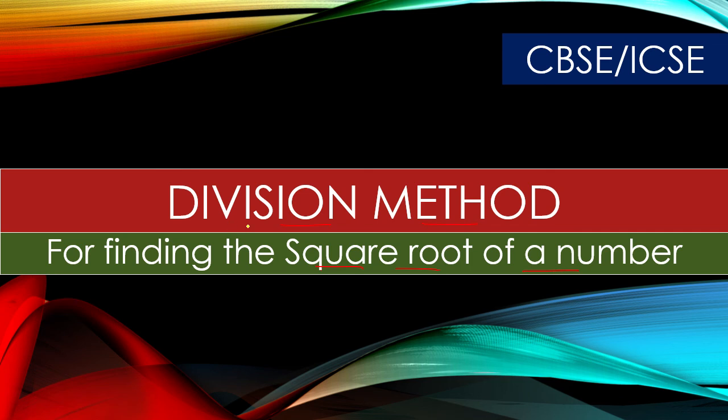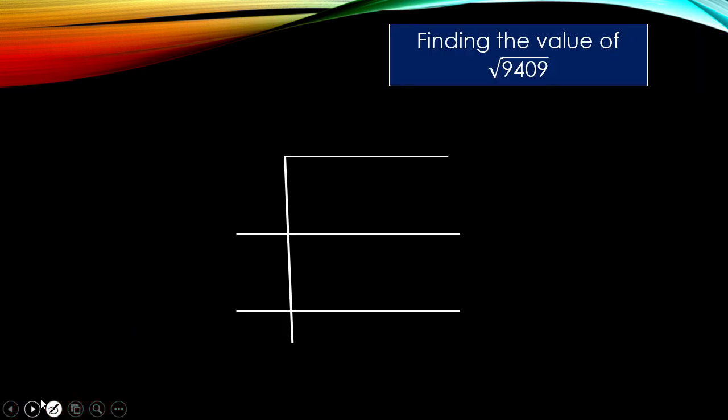Hello friends, in this video we will see the division method to find the square root of a number. So how do we find the square root of a number by the division method? Let's see an example, 9409. How do we find the square root of 9409? Now let's start. The number is 9409.